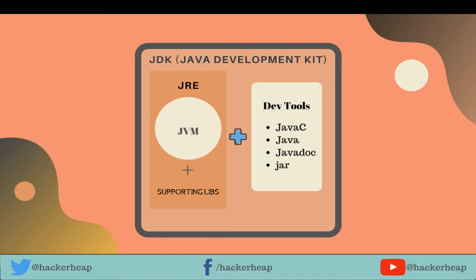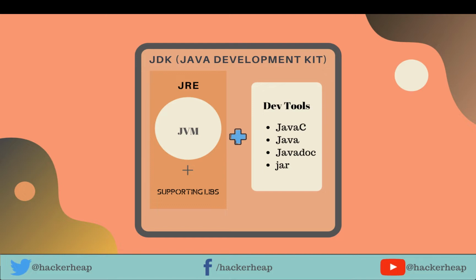Before going further, I would like you to know the basic differences between JDK, JRE, and JVM. I've seen many developers getting confused between these three. So, JDK, which is Java Development Kit, is the one you need to build applications in Java. It contains everything that is required to build and run Java applications. As shown in this image, JDK is a combination of the Java runtime environment and development tools.